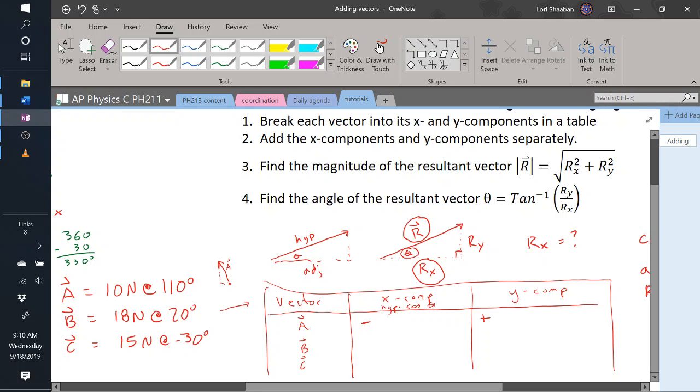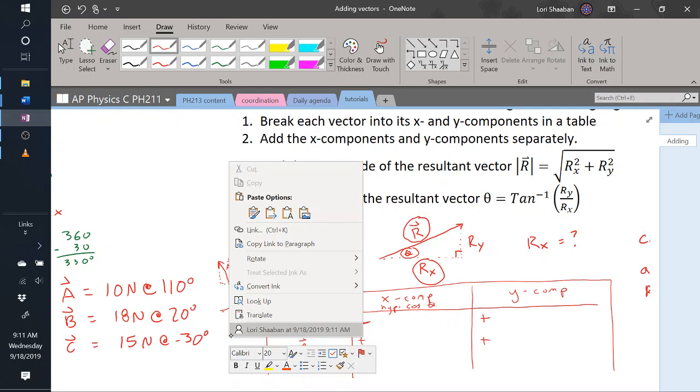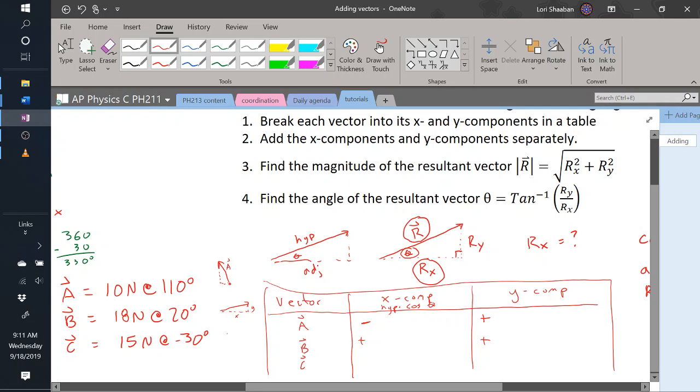Now if we do the b, we notice that both the x and the y component of b are going to be positive. For c, we know it goes in the positive direction for the x component and the negative direction for the y component. Now we know we're not going to have issues with our negative signs.